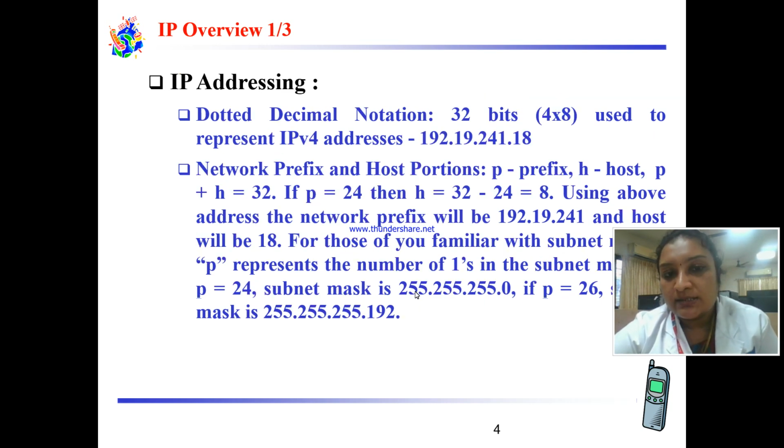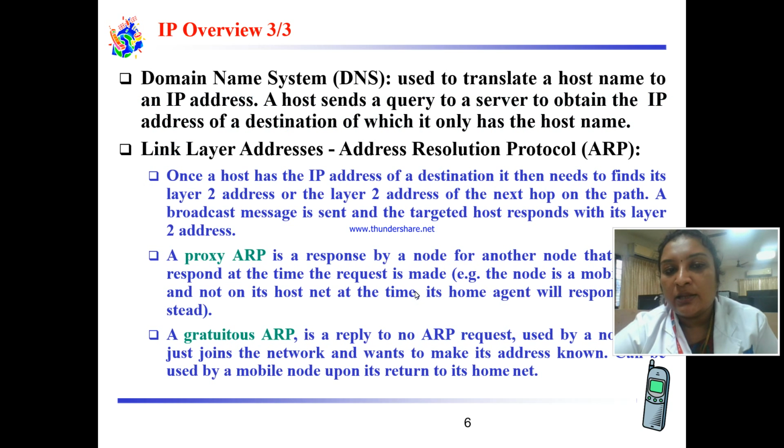Then for IP addressing, and again for the DNS system, you translate your host name to an IP address and also query your server to obtain the IP address of your destination. A proxy ARP and a gratuitous ARP will be available, and without any ARP request, the gratuitous ARP will not make the address known.